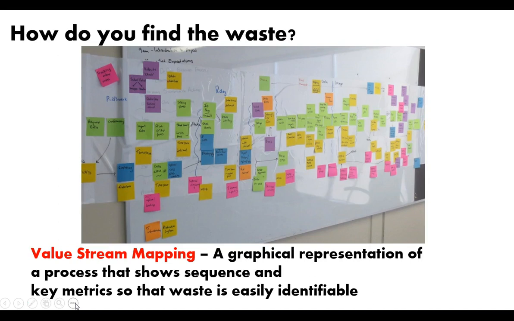So again, to remember, and this is a slide from Lecture 1, about developing your value stream map. A value stream map is a graphical representation of a process that shows sequence and key metrics so that waste is easily identifiable. What I'm going to show you in this video is how this value stream map is going to become a crucial part of establishing whether a particular activity is indeed waste, to what degree it is waste, and how you can deal with it.